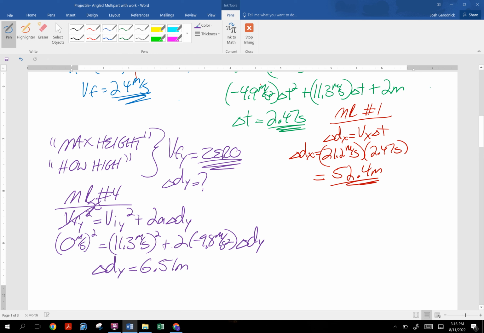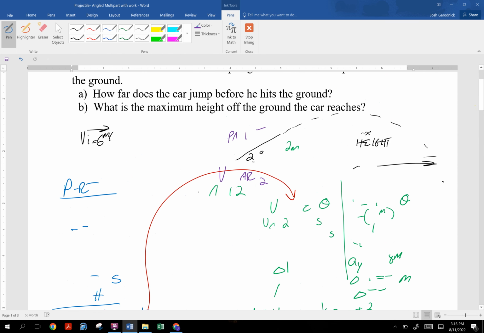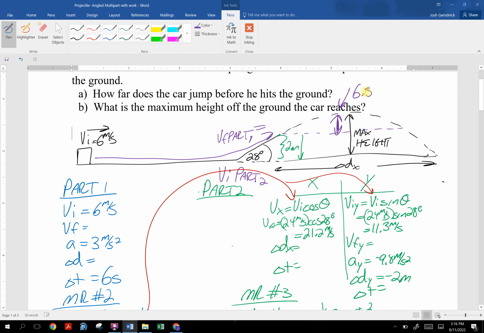Actually, I take it back. I shouldn't have phrased it that way. 6.51 meters is how high you got after leaving the ramp. So scrolling back up here really quick, that means that after leaving the ramp, not drawn to scale, this distance right there is 6.51 meters. That is not the height above the ground. Again, not drawn to scale.